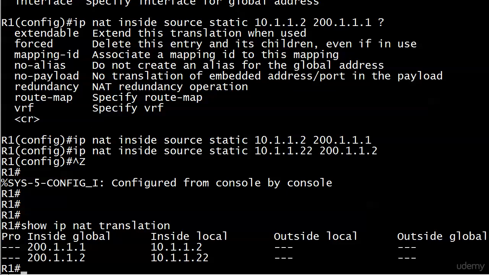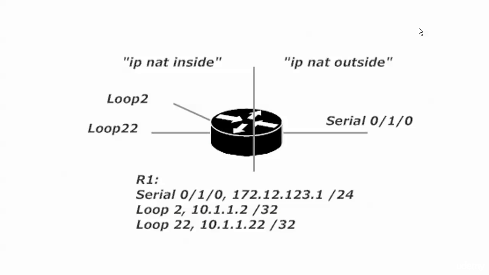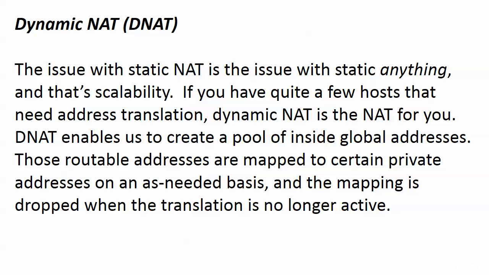But you can also see what the drawbacks are, because the problem here is you've got to have all these routable addresses to give out in the first place, whether you're using static or dynamic NAT. But the thing is, these hosts may not even be using these addresses right now. And the thing is, they're tied up. You can't give 200.1.1.1 to somebody else because it is statically mapped to 10.1.1.2, and that is the drawback of static NAT. So with that in mind, the issue is static anything.